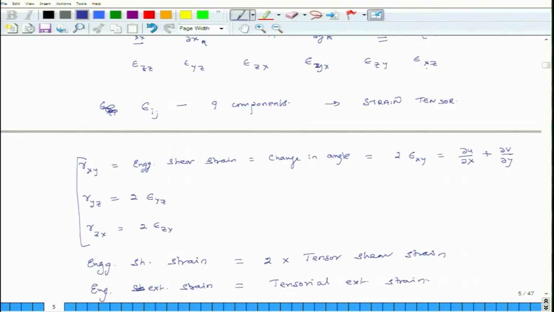For stresses, engineering stress and tensor stress are the same, but when we talk about strains, the definitions of extensional strain, whether engineering strain or tensor strain, are the same. But the value of engineering shear strain, which is the total change in angle, is 2 times the tensor shear strain. So, this is something we have to remember, because you will find this useful maybe next week when we discuss more about tensors.